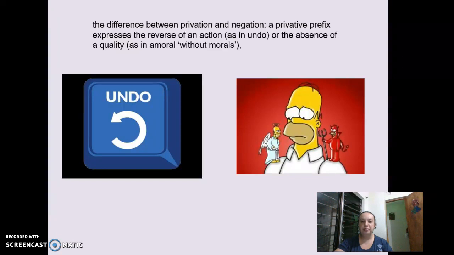What is the difference between negation and privative prefix, privative prefix and negative prefix? For example, privation is only a word, and the negative prefix is in, for example, moral and immoral.